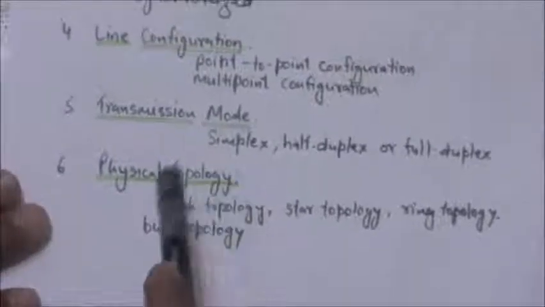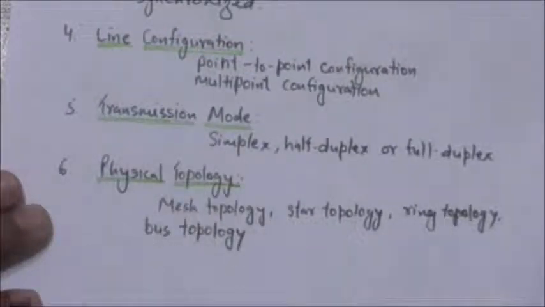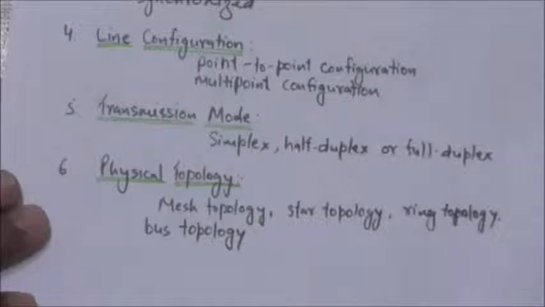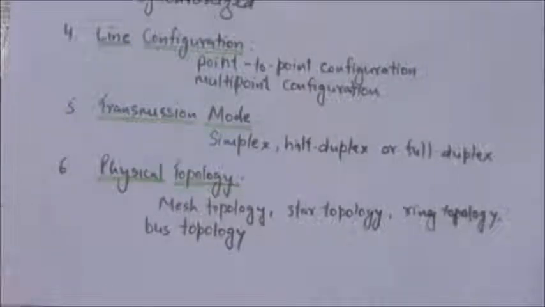Now another responsibility of the physical layer is physical topology. The physical layer is also concerned with physical topology. And what is the physical topology? The physical topology defines how devices are connected to make a network, like mesh topology, star topology, ring topology and bus topology.